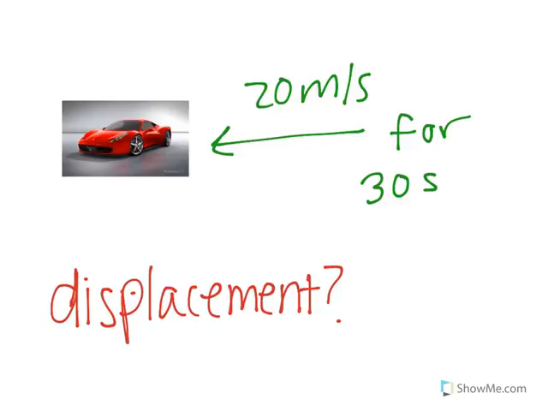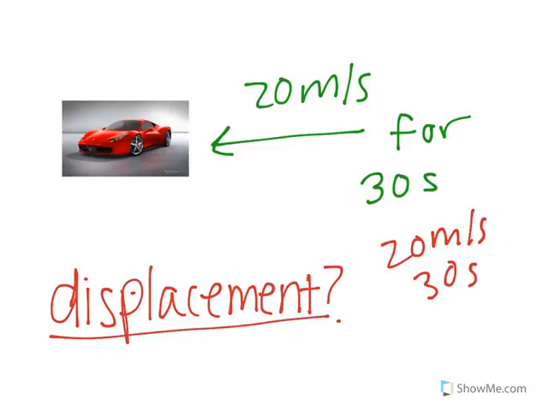Let's do one more. Let's say you make a wrong turn, and then you're driving at 20 meters per second for 30 seconds. You'd like to know what displacement you made in the wrong direction so you can find your way back. Let's give this calculation a try.